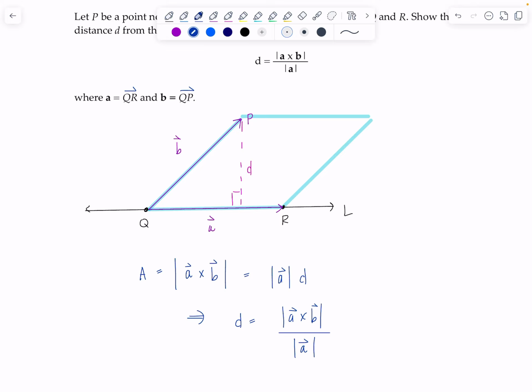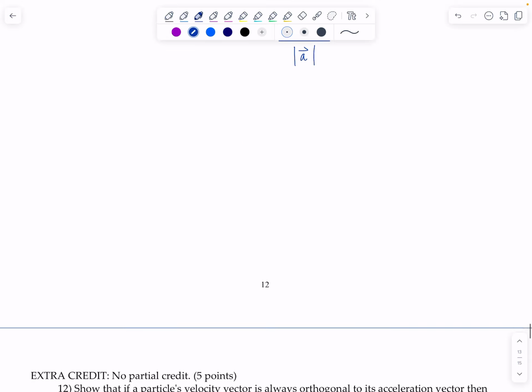Too easy, huh? Yeah, a lot of people got this one. Okay, the next one, I think only one person got it right. What a genius.